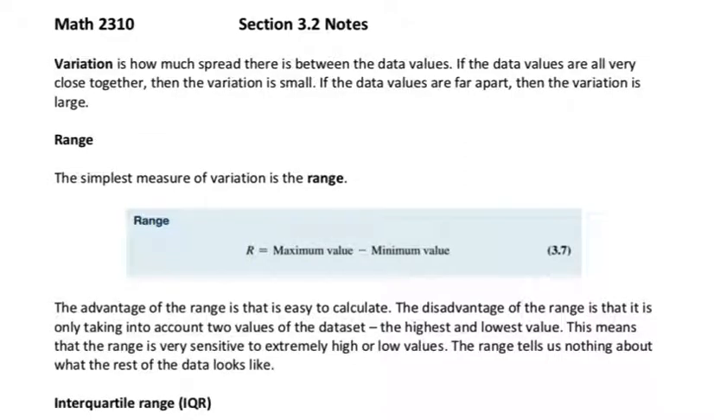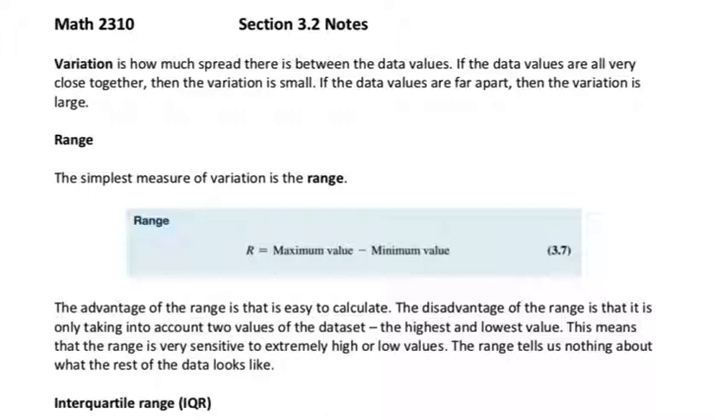In this video for section 3.2, we're going to talk about measures of variation. Variation is how much spread there is between data values, or how much the data values are different from one another. If the data values are all very close together, then there's not very much variation, and any measure of variation is going to be a small number. If the data values are very far spread apart, then the variation is large, and any measure of variation is going to be a large number.